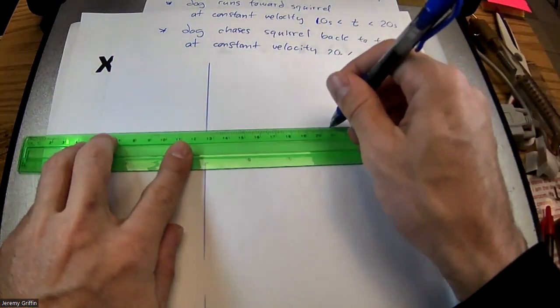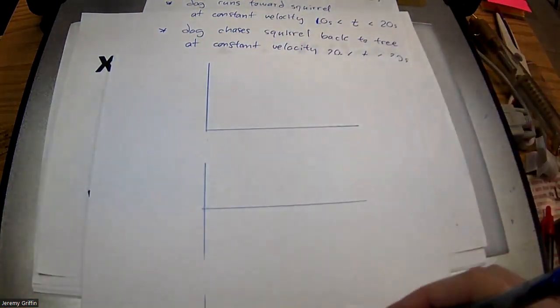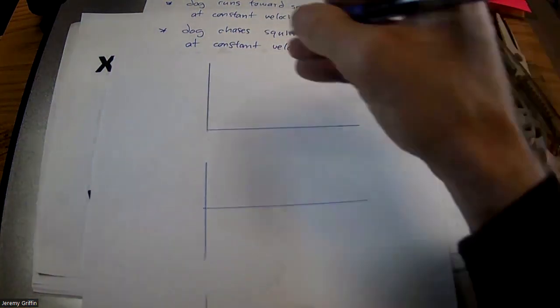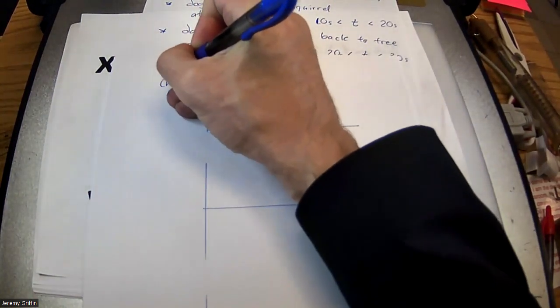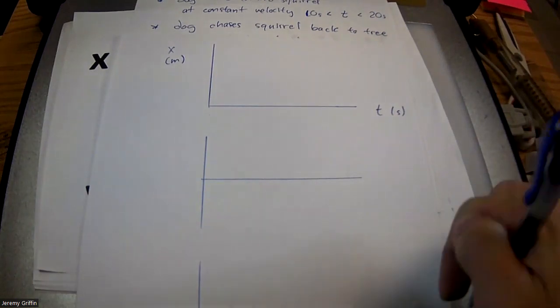We're gonna go x versus t, v versus t, and a versus t. Okay. So x in meters versus time in seconds. That's going to be just a first quadrant graph.